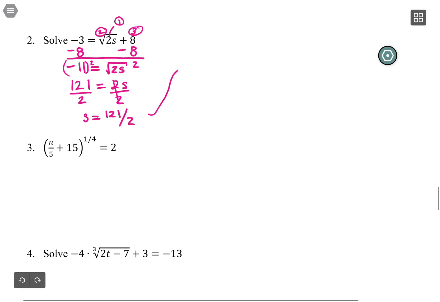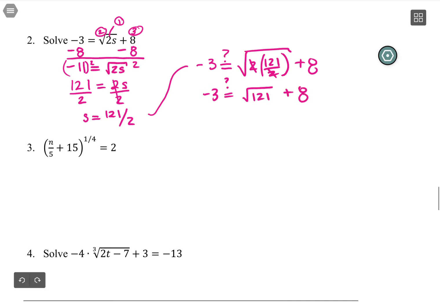Okay, and then that mandatory check: we have -3, and we want to know if that equals the square root of 2 times 121 over 2, plus 8. So we can eliminate those 2's, and we're asking ourselves, is -3 equal to the square root of 121 plus 8, which is 11 plus 8? And I would say absolutely not. 11 plus 8 is not -3, so this is not good, and that was our only possible answer and it didn't work, so we'll say no solution.